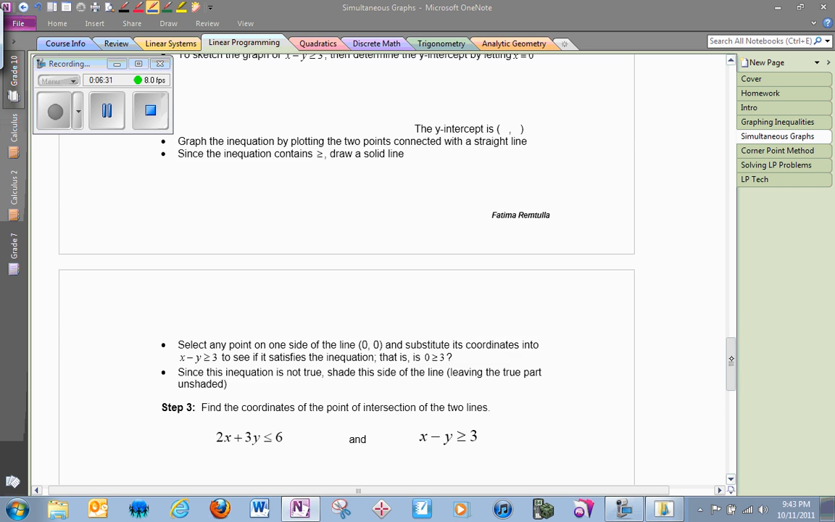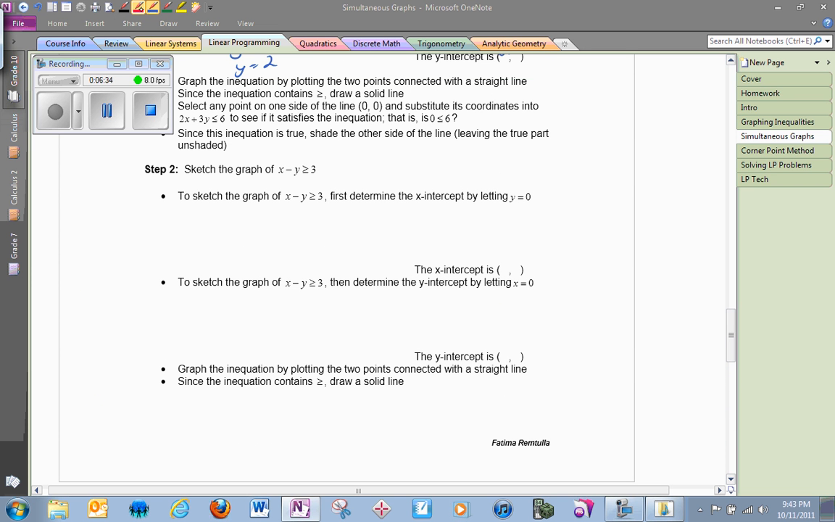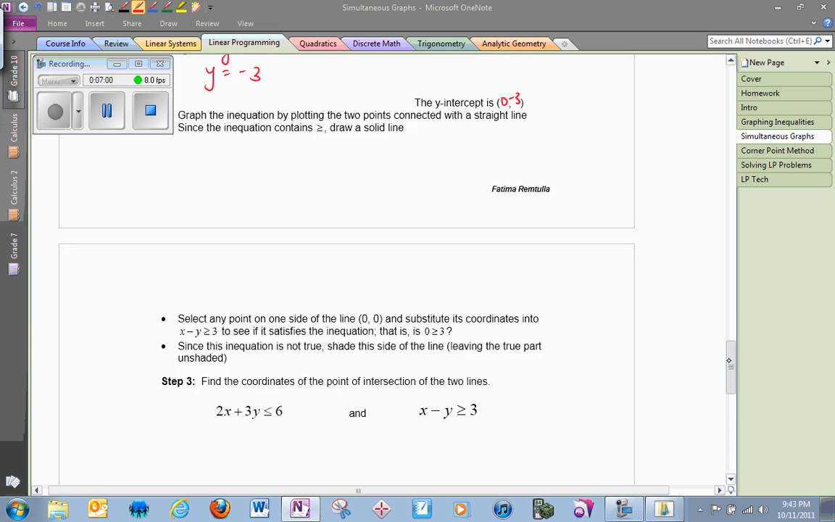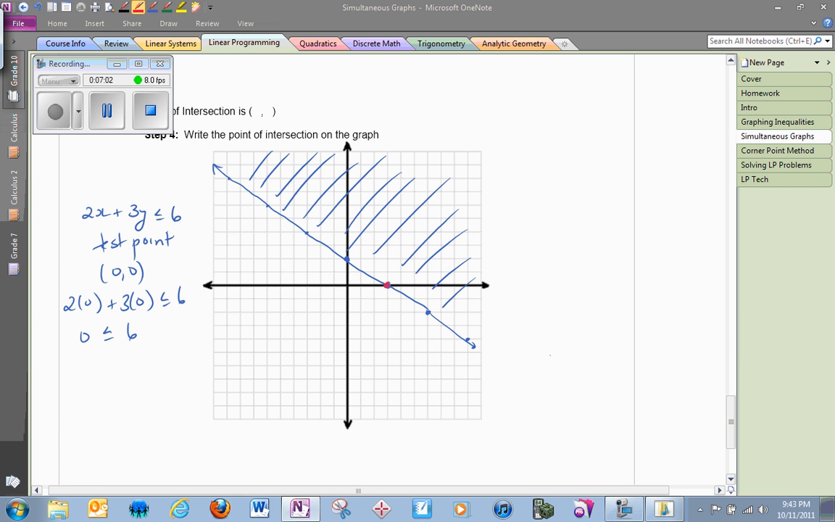I'm going to go back to my next inequation. Here in the red, I'm going to find the x-intercept. So y is 0. So x minus 0 is equal to 3. So x is equal to 3. So my x-intercept is (3, 0). And I want to find my y-intercept. So 0 minus y is equal to 3. So y is equal to minus 3. So (0, minus 3). Again, it's a solid line. So here, (3, 0), and (0, minus 3). I want to graph in the rest of the line and use a solid line.